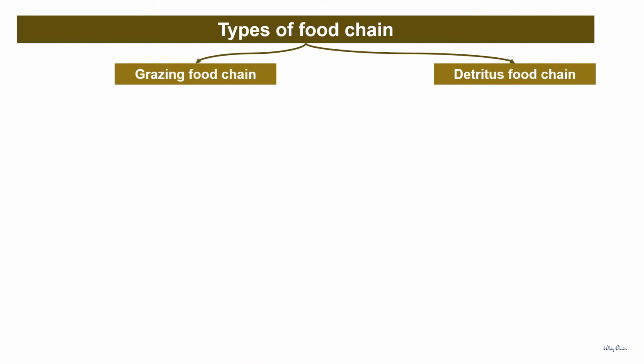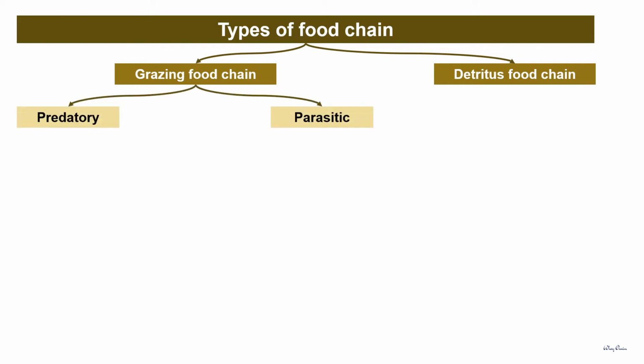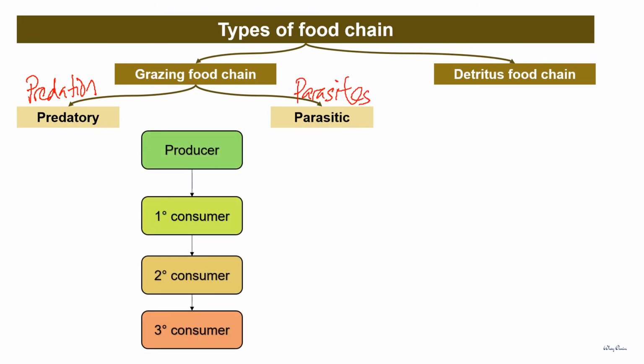There are two types of food chains: grazing food chain and detritus food chain. Grazing food chain consists of predatory food chains, which involve the predation relationship between the prey and predator. The second type of grazing food chain is parasitic food chain, which involves the parasite. Both food chains show the trophic levels always starting from producers to primary consumer, secondary consumer, tertiary consumer, and quaternary consumer. In this slide, let's say we use the example of 4 trophic levels.